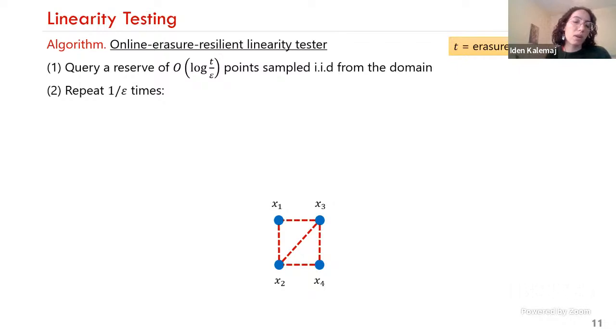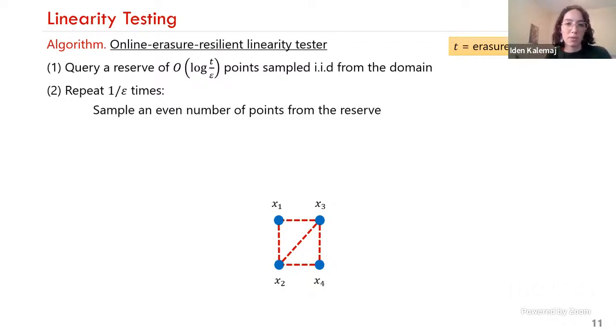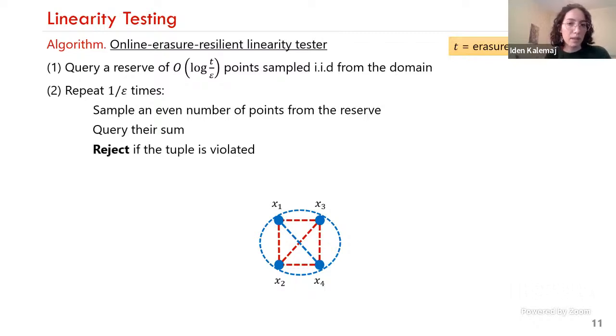Then the tester repeats the following 1 over epsilon times. It samples an even number of points from the reserve, and it queries their sum. So if the tester is lucky, in this case it will query either the sum of x1, x4, or the sum of all 4 points, which has not been erased by the oracle. Then the tester checks if this tuple and its sum violates linearity, and rejects if the tuple is violated. And if it finds no violation after repeating these checks, it will then accept.